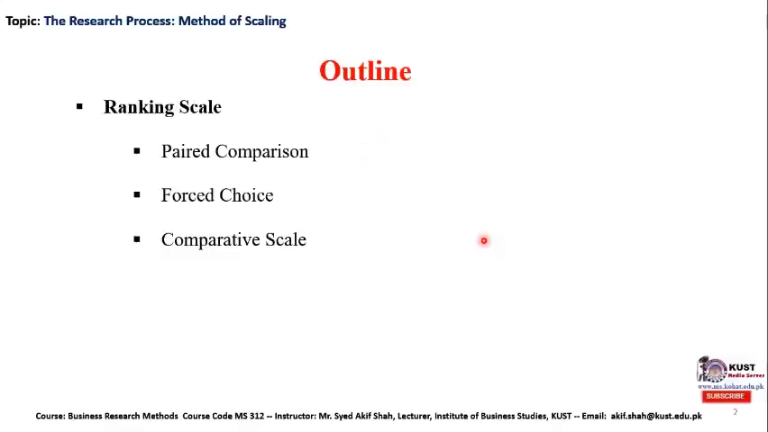The outline of this lecture consists of the discussion related to the method of scaling, under the umbrella of which we shall discuss the ranking scale, which consists of the paired comparison, forced choice method of collecting the attitudinal responses over the object, event, or person in a research, and third, a comparative scale for collecting the attitudinal responses.